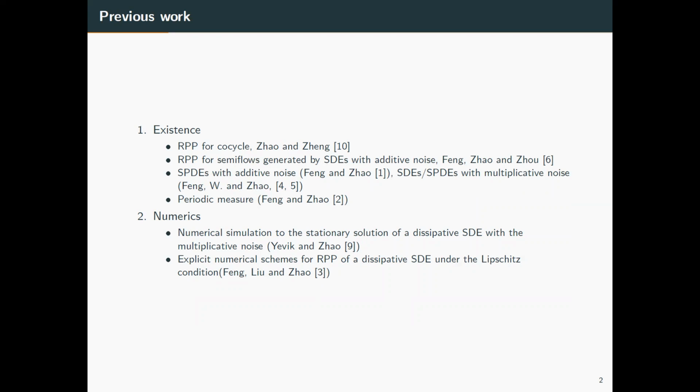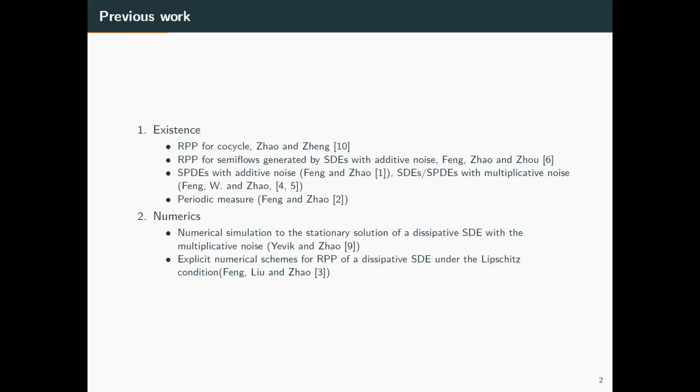So we have a theoretical footing for random periodic solution. And in general, the random periodic solution cannot be solved explicitly. So we consider a numerical experiment. Here, the numerical approximation is of infinite time horizon, so it will cause some problems.